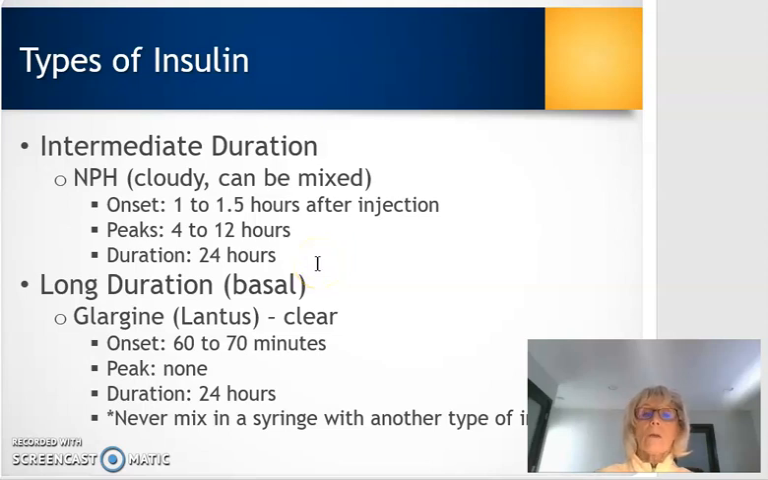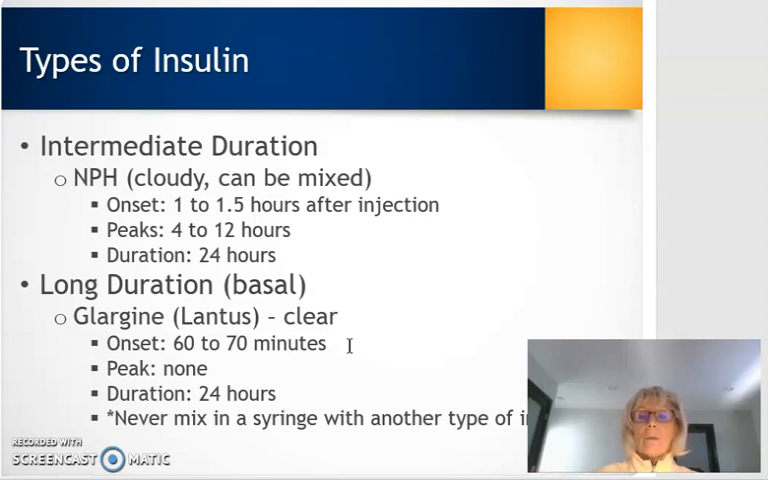Now that's contrasted with the long-acting insulin. It's also called a basal insulin, and this is insulin glargine. It's also known as Lantus. And if you look at the vial, it's clear. And take a look at this one. Its onset of action is about 60 to 70 minutes, but it doesn't have a peak. So it's just this constant ability to maintain blood sugar. And that's the cool thing about it.